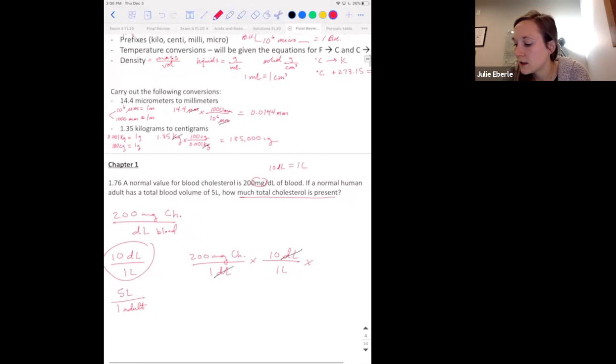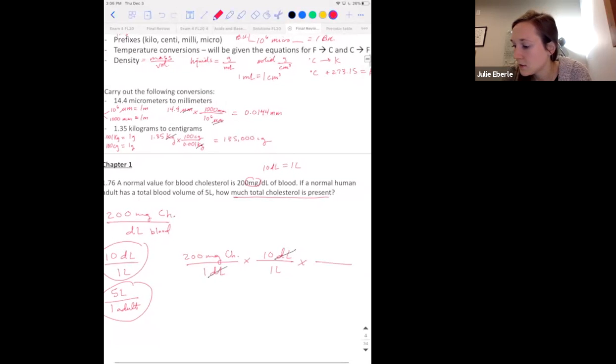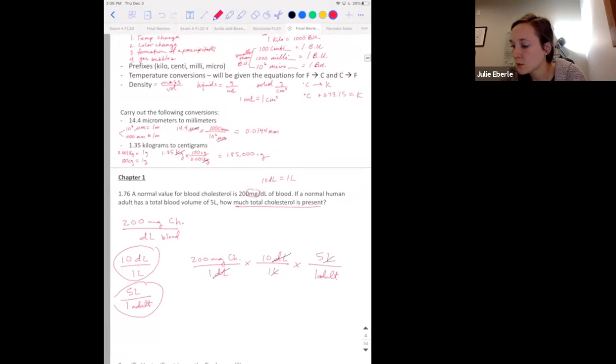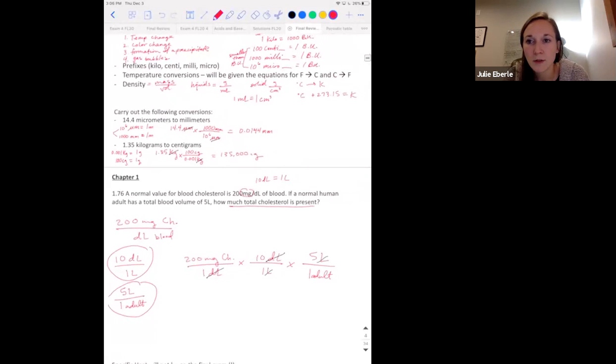And then I also want to cancel liters. So I'm going to use my third relationship down here. Plug in for every 5 liters for every 1 adult. 5 liters of blood for every 1 adult. Okay, liters cancel. Okay, now we'll end up with milligrams per 1 adult. So 200 times 10, 2,000 times 5 is 10,000 milligrams per adult. And that's milligrams of cholesterol.